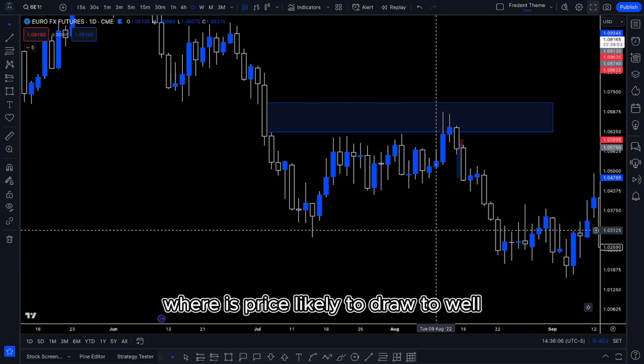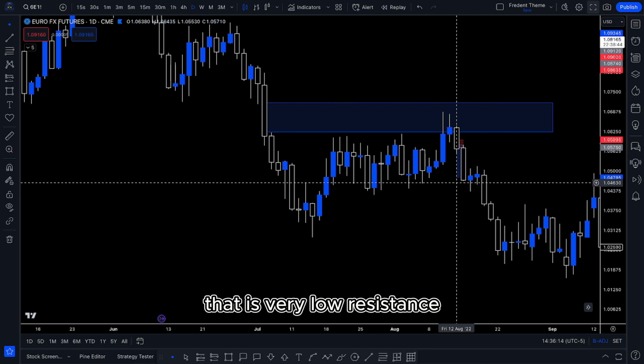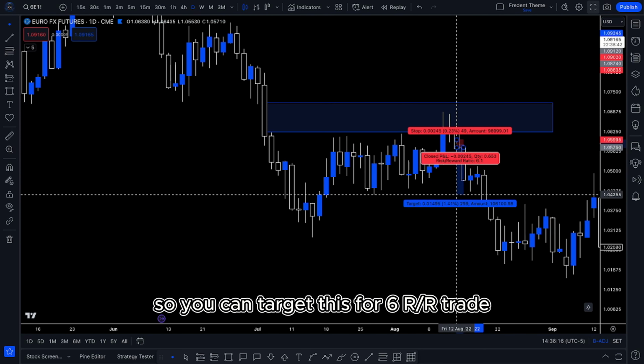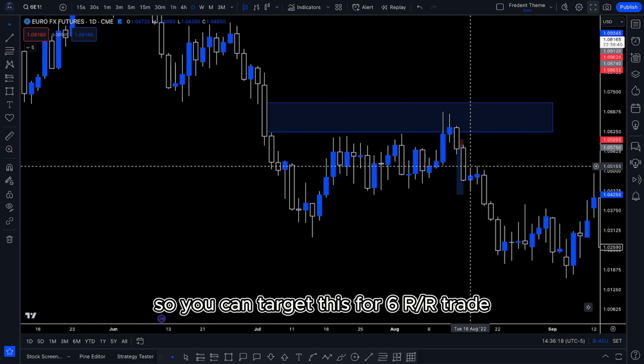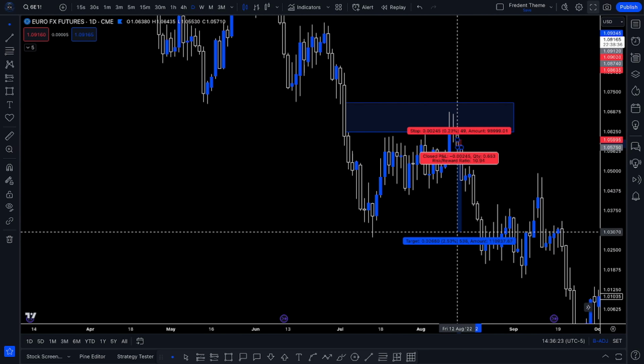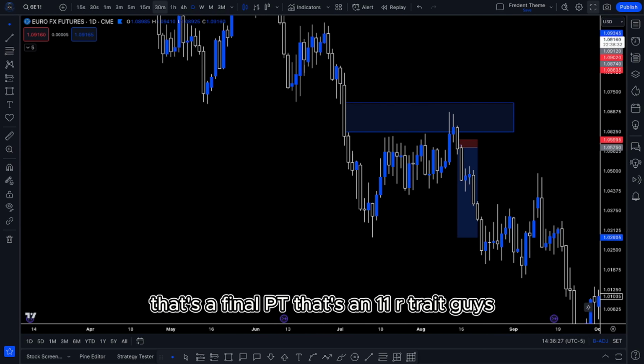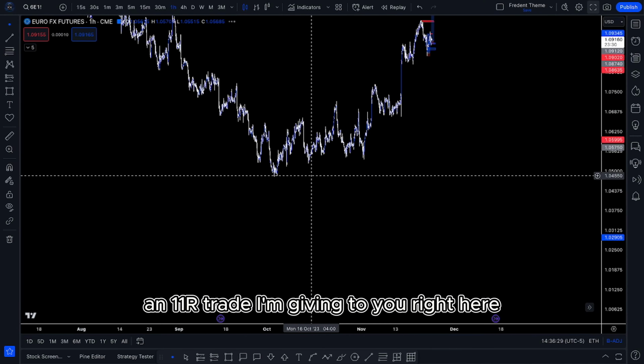Where is price likely to draw to? Well, we got this low right here. That is very low resistance. So you could target this for a 6R trade. If you're sneaky, you can catch the lows down here as a final PT, that's an 11R trade, guys. An 11R trade I'm giving to you right here.